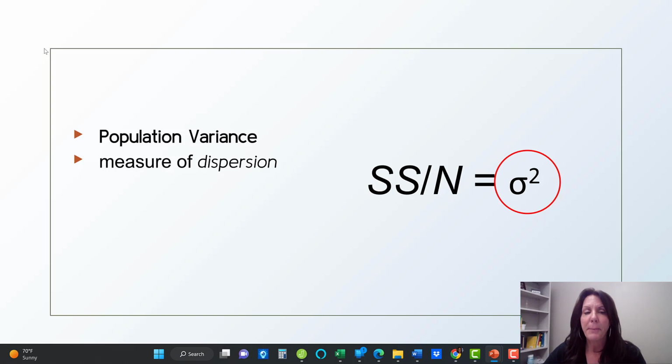Population variance has a certain symbol and a formula. The symbol for population variance is a lowercase sigma squared. It looks like a little o with a hat. Sigma squared is the symbol for population variance. And the formula for population variance is that sum of squares that we just talked about divided by N. Right now, you might already be saying, I can't keep it all straight. That's okay. We're going to take it one step at a time.